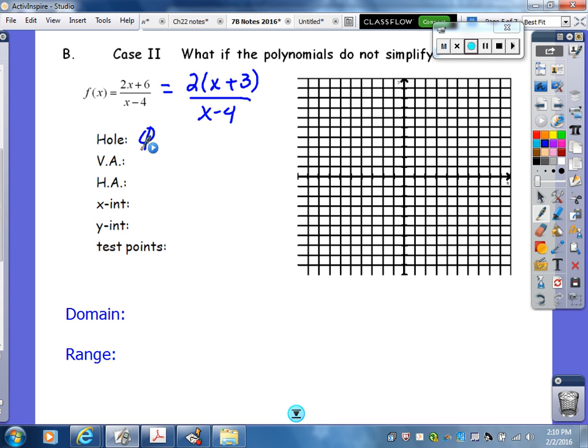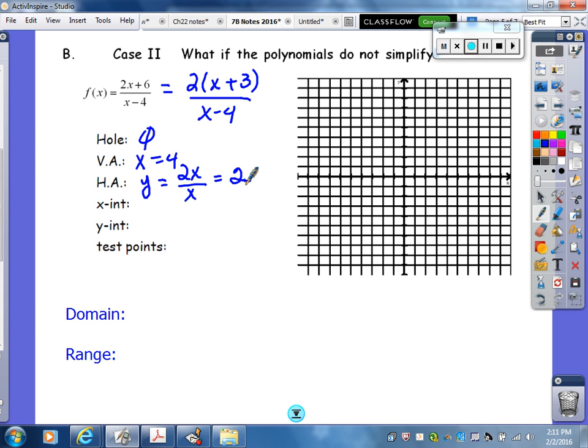Vertical asymptotes, it's the 0 of the denominator. So x equals 4 is a vertical asymptote. All right, horizontal asymptote. Look at the degrees here. They're both degree 1. So I'm going to match up my degrees. So 2x over x, and then reduce this. So y equals 2 is my horizontal asymptote.